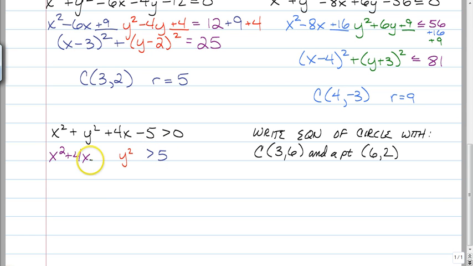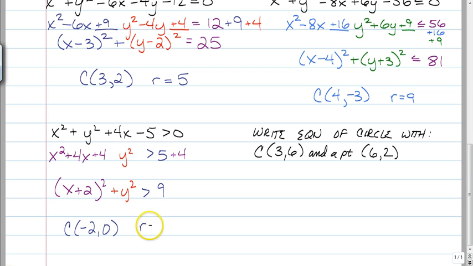And we just have to go back and complete the square with just the x. So half of 4 is 2. Squared is 4. Add 4 to both sides. Do not even touch the y. He's already done. So then all we have is x plus 2 squared plus y squared, which is greater than 9. That means we have our center at (-2, 0), because there's nothing to go with the y, and our radius is 3. And you're done.